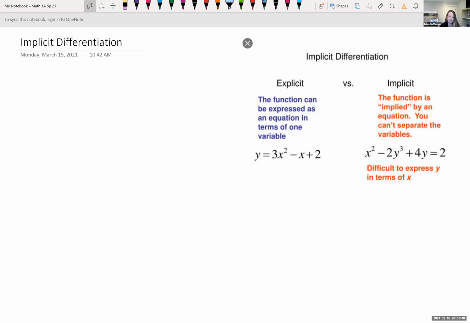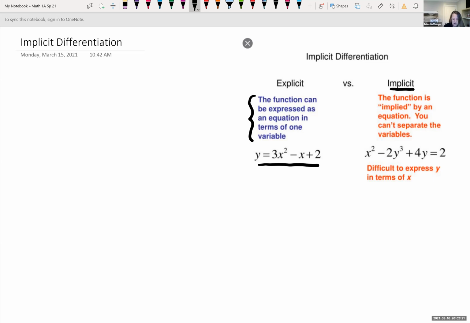So in front of you, you should be seeing explicit versus implicit. And let's just talk about that really quickly. So the function can be expressed as an equation in terms of one variable. So if we can get y by itself and express it in terms of x in this case, then this would be an explicit equation. And when we took the derivative of that, we would just go straightforward and do it just how we've been learning.